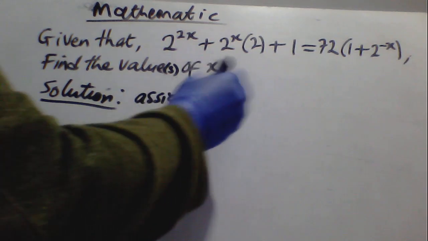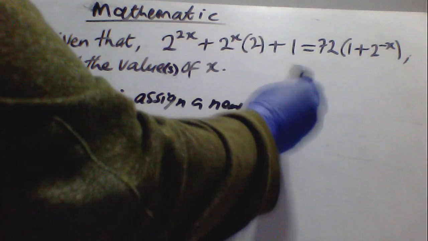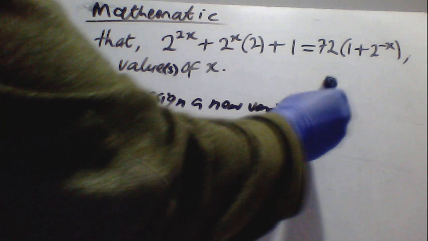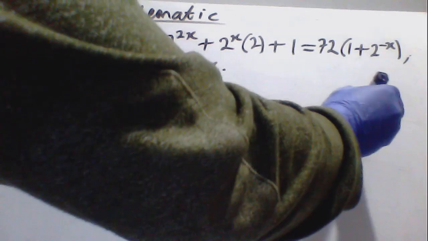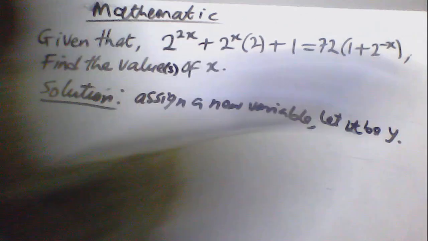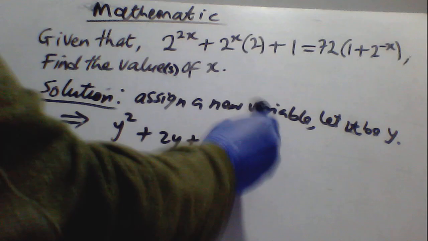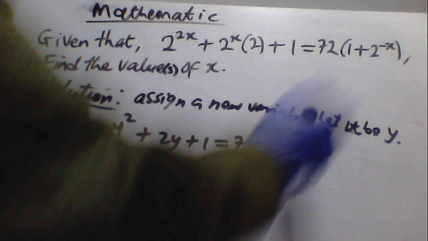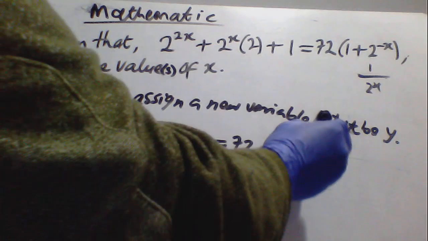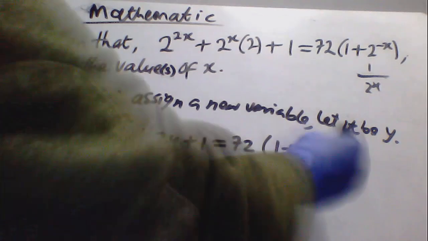Assign a new variable to simplify the equation. So let the new variable be y. So this implies y to the power of 3 plus 2y squared plus y is equal to 72 in bracket 1 plus, you know, this is the inverse, this is the same as 1 over 2 raised to power x. So from here, in this case, we have 1 over y.